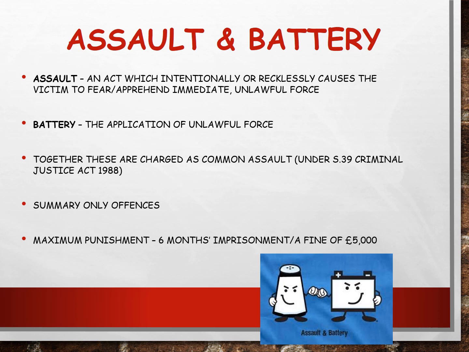So the two could be charged separately, but also, more commonly, they are charged together. And together, the charge is known as common assault. So if you ever see that or read about that, that is an assault and a battery together. And these are charged under the Section 39 Criminal Justice Act. These are summary only offences, so regardless of whether you're charged with one separately or both together, the maximum punishment you can receive is 6 months imprisonment or a fine of £5,000 as an individual.